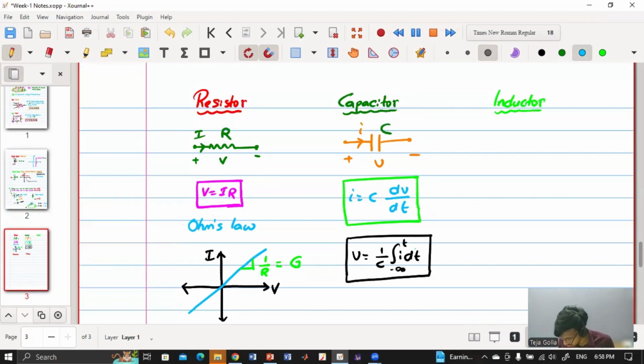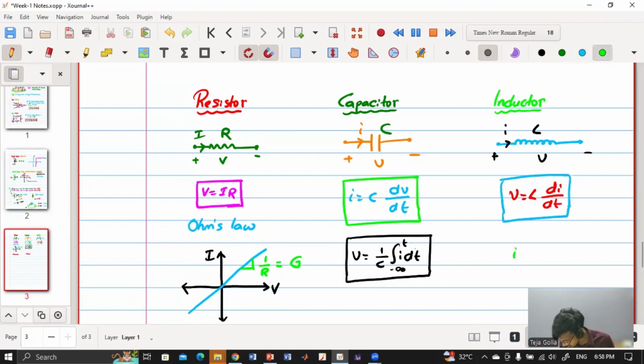So now if you go to the inductor, we'll represent it something like this. Again, say the current plus minus V and the current is entering, I, L. So here it is having the relation V is equal to L into di by dt. And if you again see, I is equal to 1 by L integral V dt. So at time t we need to have from minus infinity to t.